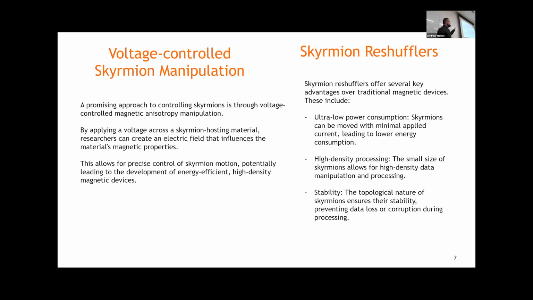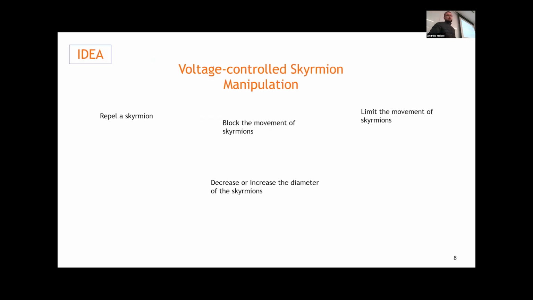For example, that's what makes it interesting, because VCMA plus the skyrmion reshufflers can actually bring ultra low power consumption, because VCMA in recent papers has been shown to be very low. It uses way less energy than the SOT and STT techniques we use. And it's more stable, and you can use high density processing, because since you can precisely control, you can control the distances between skyrmions. Now, what is the idea, if you're wondering?